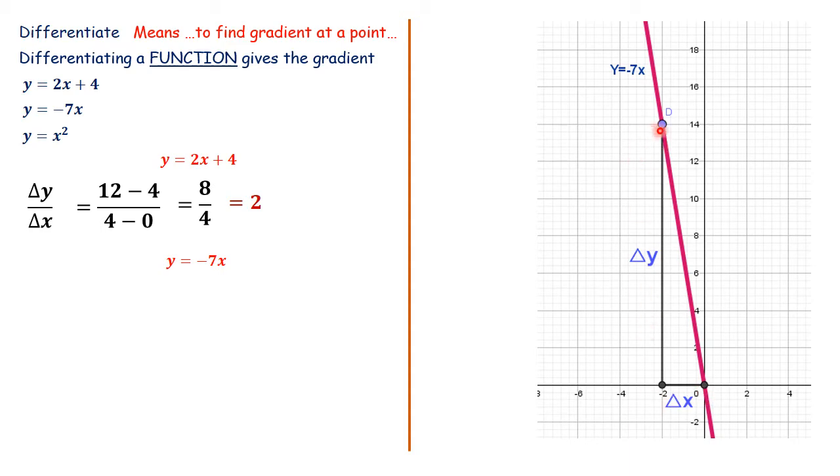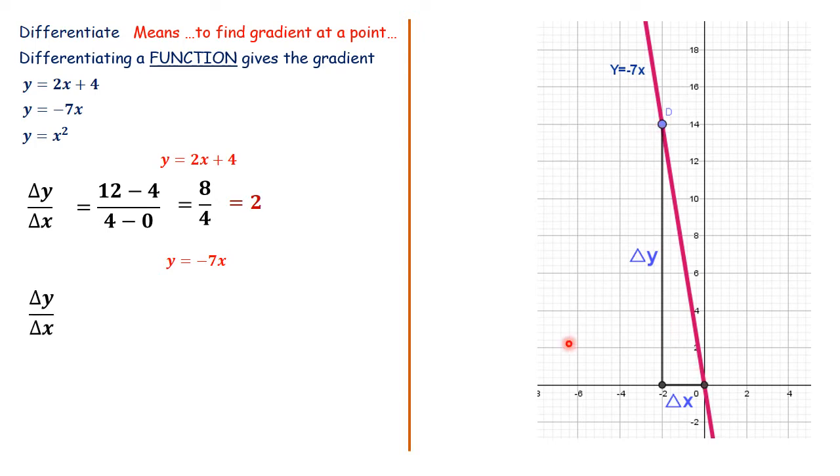The change in y in our case: we have 2 points, the origin and another point here, the point (-2, 14). The gradient is negative, which means it's sloping this particular way. And so the change in y would be 14 minus 0. Why? The y value here is 0. The y value at this point is 14. So we'll have 14 minus 0.